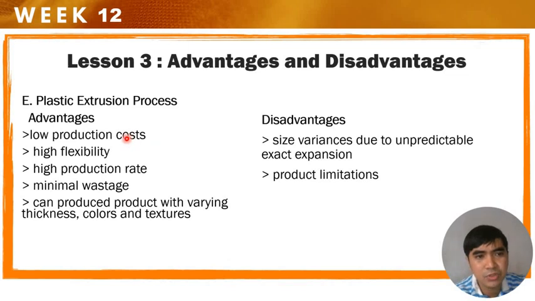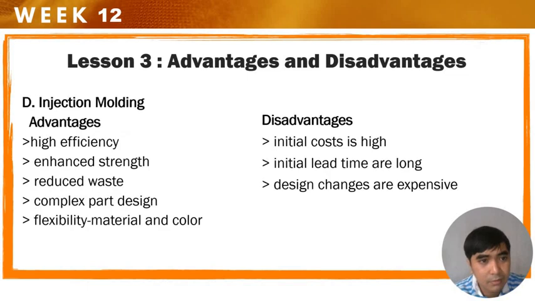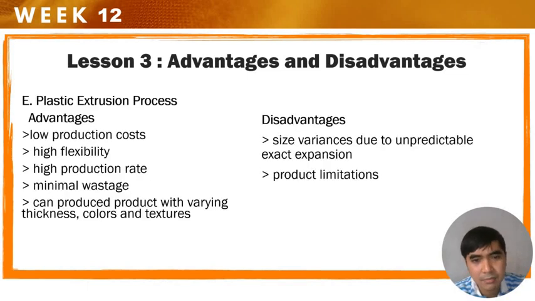Next, plastic extrusion process. Advantages: low production cost, high flexibility. So the plastic extrusion process is the same as the injection molding process because they are used in semi-automated manufacturing processes. That's why they have high efficiency. Okay, high production rate. When you say high production rate, it is synonymous with high efficiency. Minimal wastage. Can produce products with varying thickness and colors. So it is the same as high flexibility.